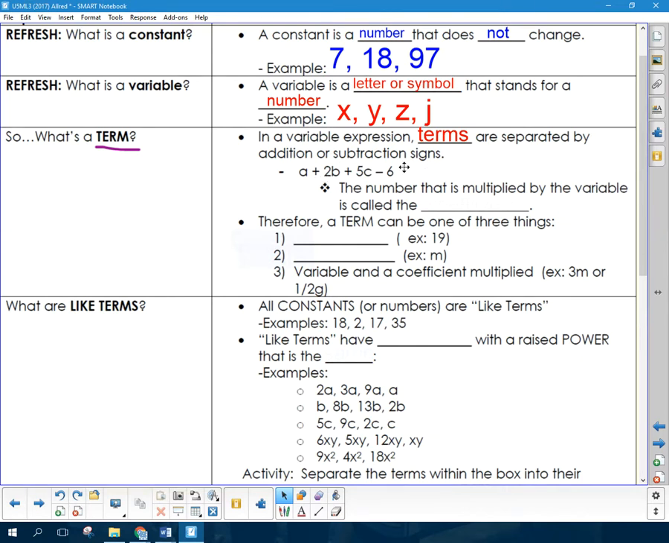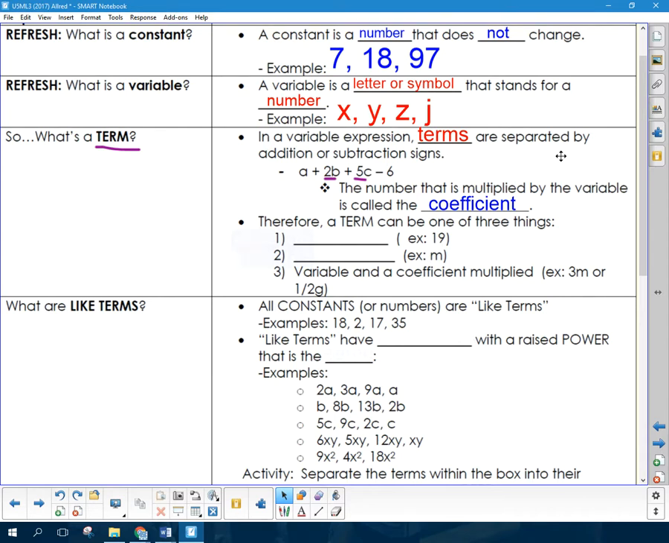We talked about this before, but if you have a number right in front of a variable, right next to it, like that 2 or that 5, there's a word for those numbers, and they're called coefficients. It just means that that number is being multiplied by the variable.